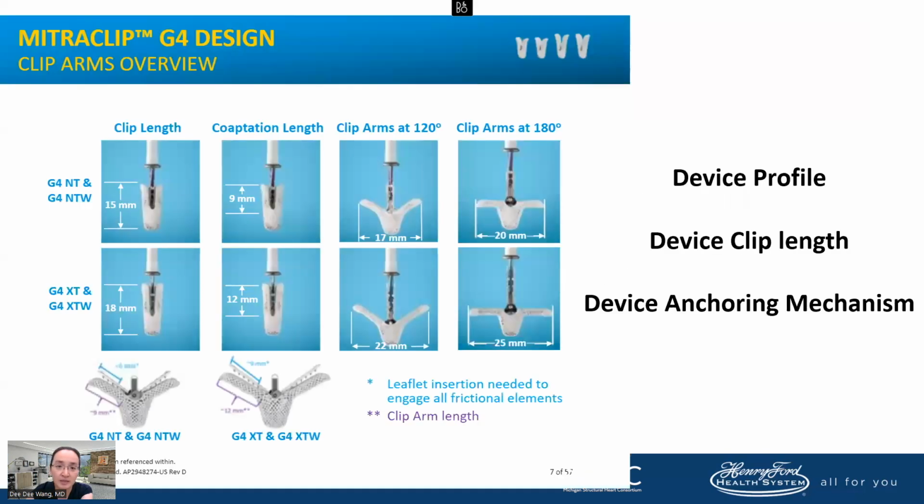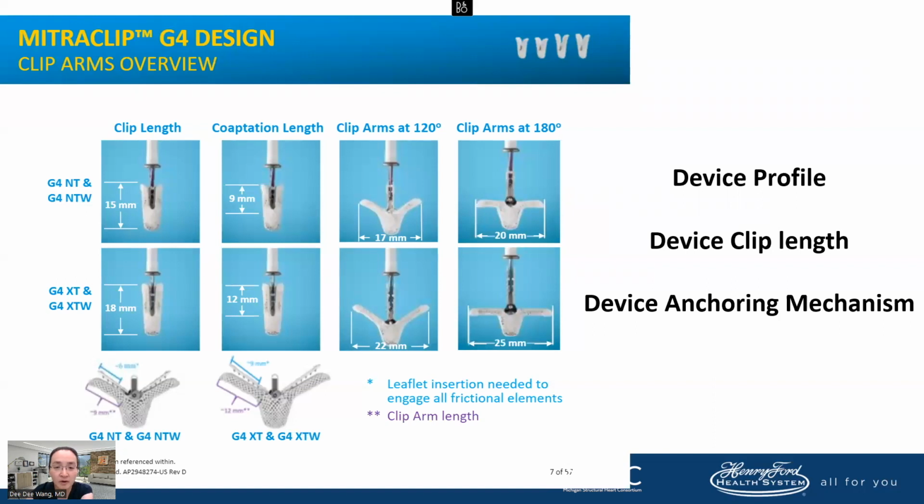Same with the different types of anatomical challenges, we have to first understand the device design. Focusing on the most commonly used device right now, that would be the MitraClip G4 system. You want to learn about device profile, device clip length, and the device anchoring mechanism. This is crucial for understanding not just by the implanter, but equally also by the interventional imaging physician.